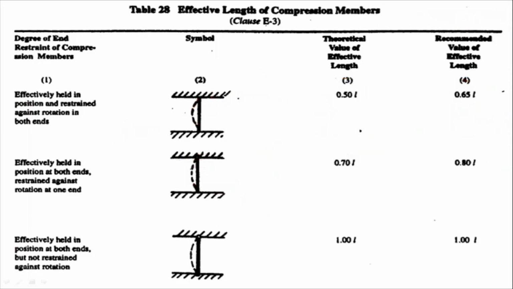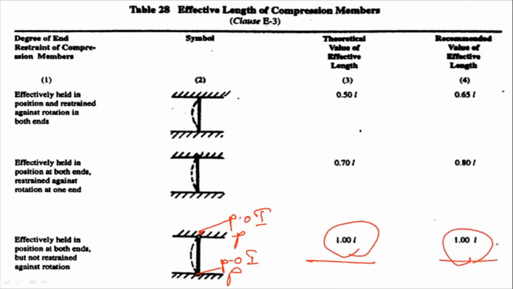Now if you take the third one, effectively held in position at both ends but not restrained against rotation. This is the simply supported condition, we can say. It can rotate at both ends. In this case, one point of inflection is here and another is here. So the theoretical value of the effective length is 1L, and the recommended value is also the same.